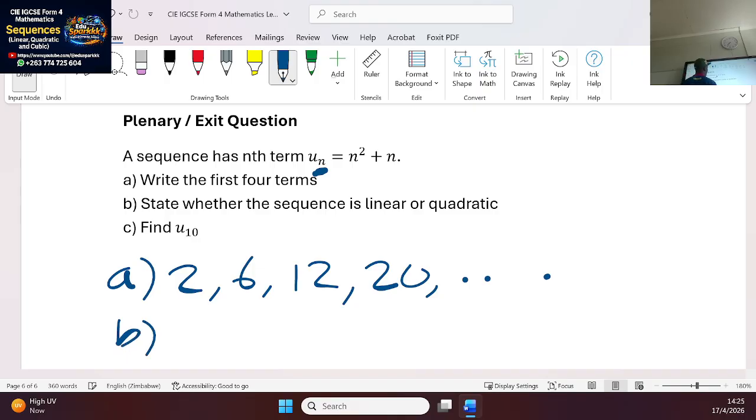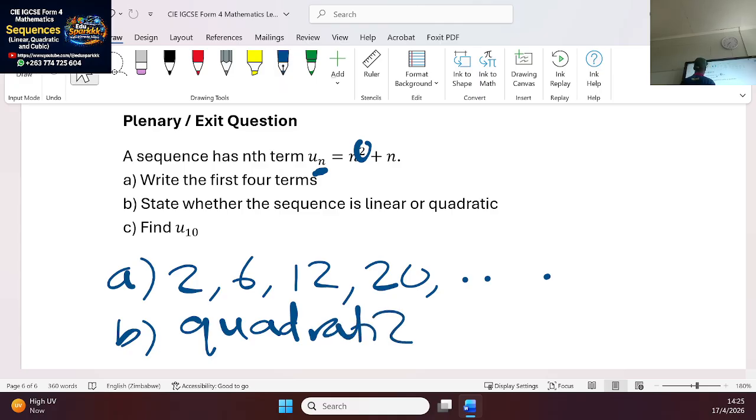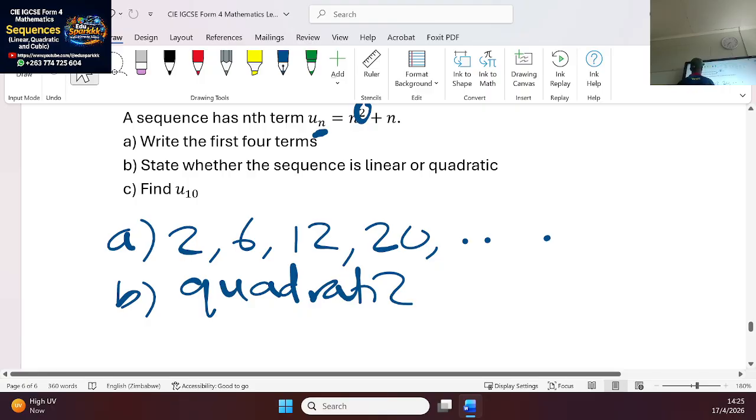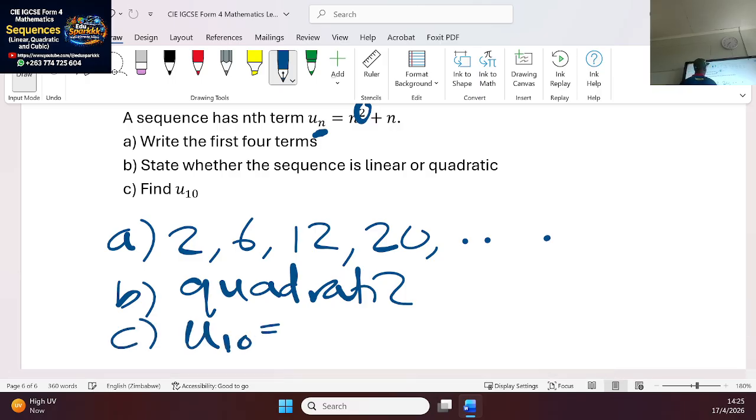B, state whether the sequence is linear or quadratic. Obviously, we can see the highest power is 2 there. Therefore, this pattern is quadratic. Now, we are required to find the 10th term. So if we want the 10th term, it's as good as U10. It will be equal to 10 squared plus 10. And 10 squared, we know it gives us 100 plus 10, so it will be 110.